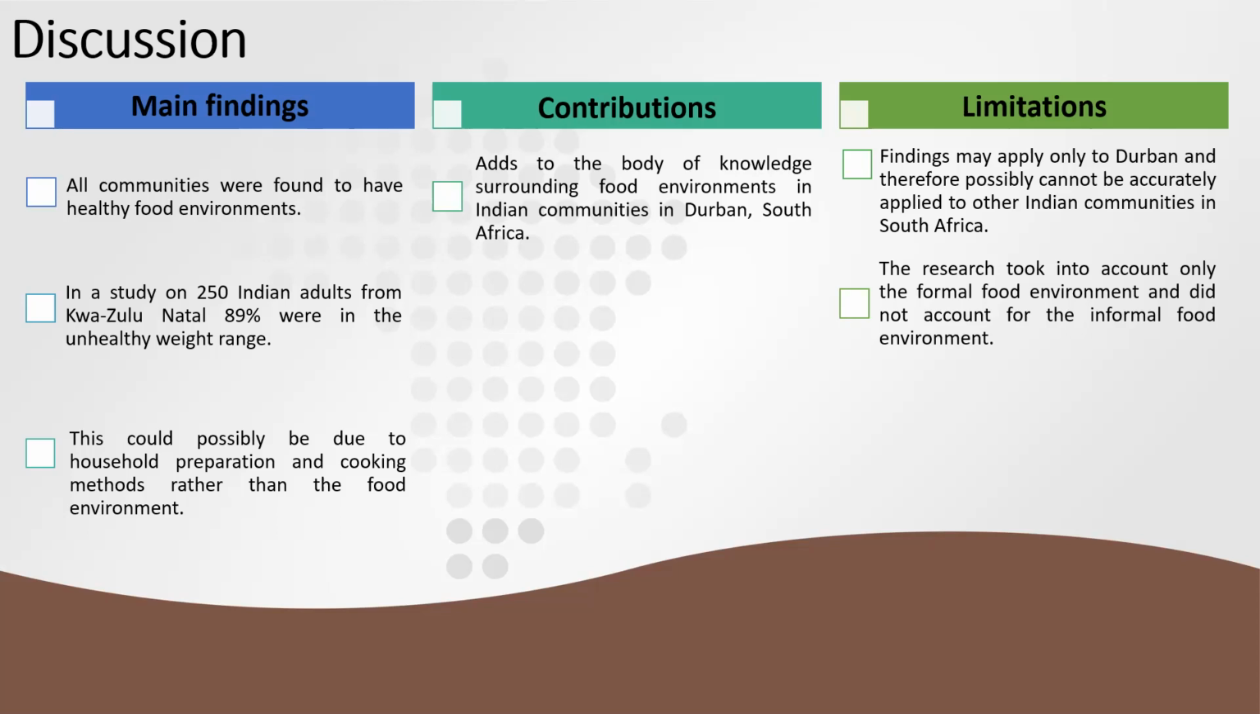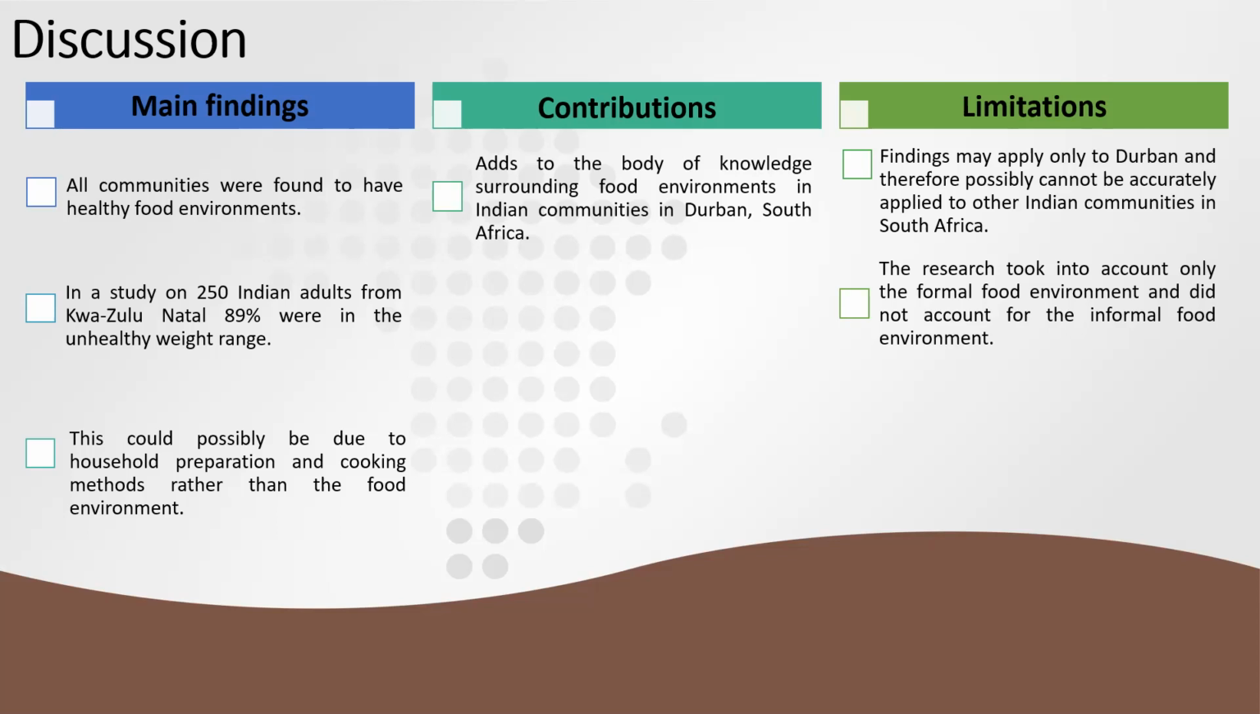However, in the single study by Nika and colleagues that we came across, based on 250 Indian adults from KZN, they found that 89% of them were in an unhealthy range. They observed that it is possibly due to household preparation and cooking methods rather than the food environment. For example, Indian households are known to use a high amount of saturated fats and deep fried food, which have a high salt and sugar content in both their curries and their snacks.